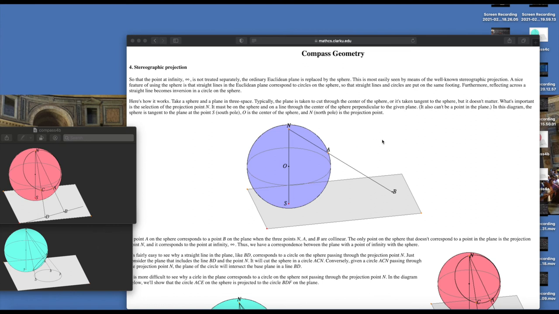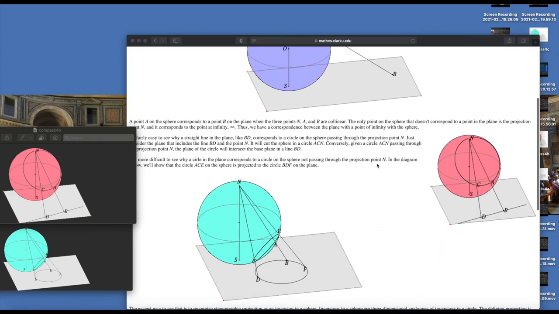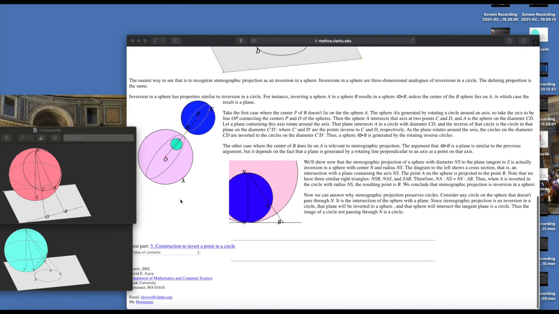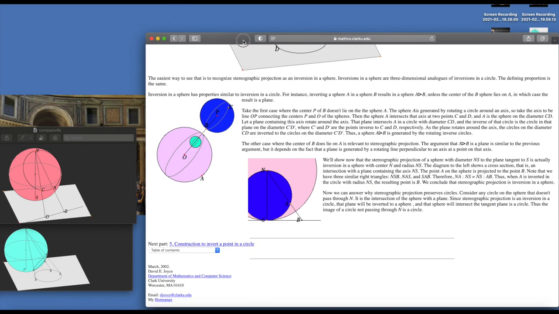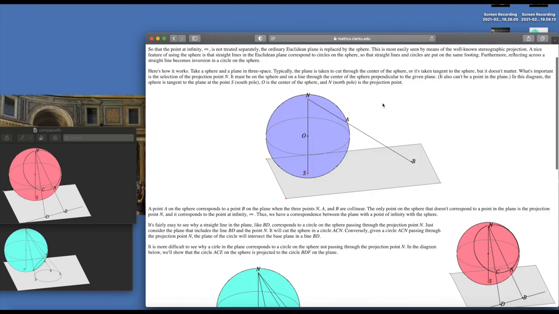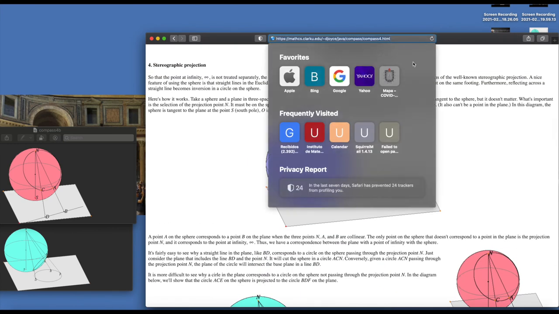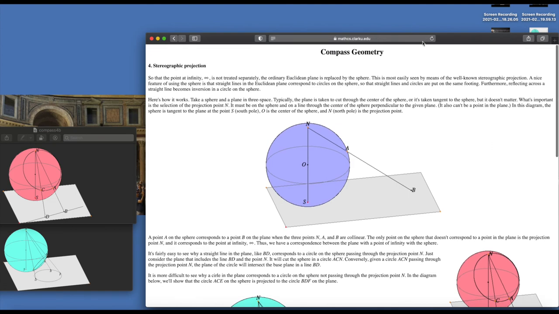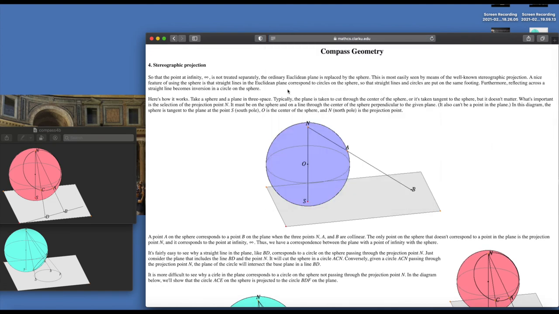Okay, but the proper credit is that I did not make those images. Those two images, I took them from this website of David Joyce. So you can find it here in this address.